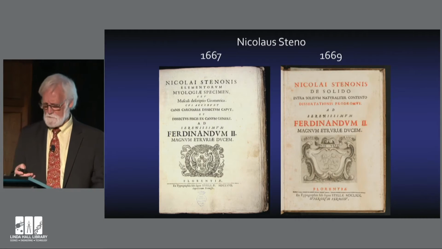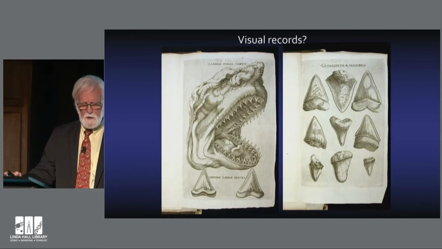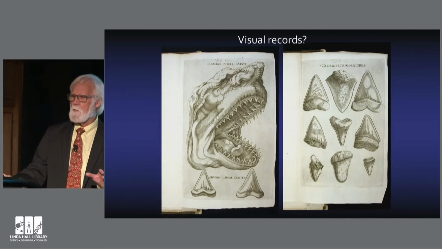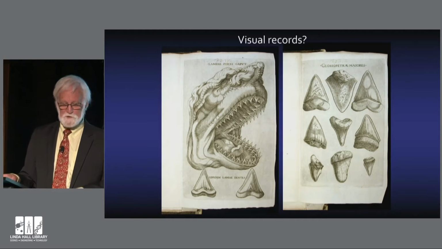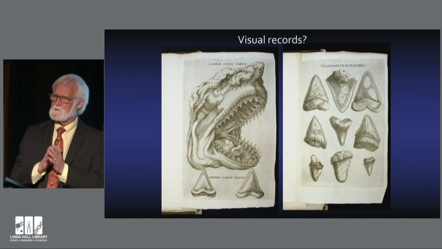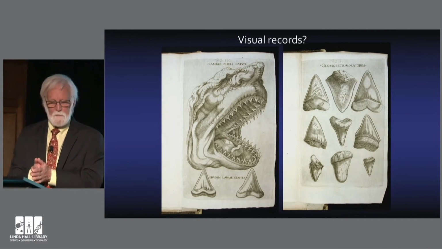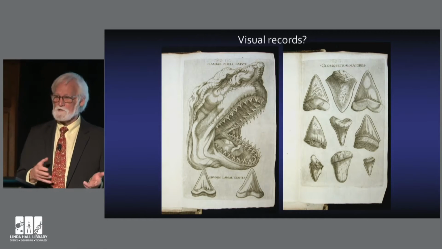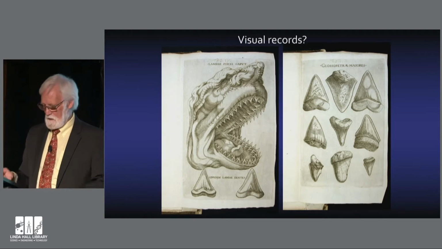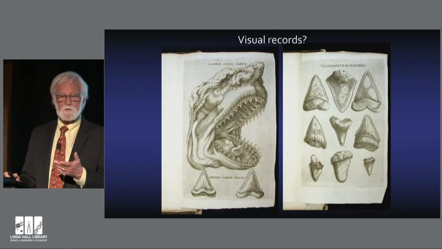We have two really nice copies in our collection. So if you look in the book on shark's teeth, you get this. Now, those are pretty nice. That looks like a visual record. That's a shark. I forgot to tell you, the way Steno gets interested in shark's teeth is that the Duke gave him a shark. It washed up on shore. It was just the head. So he dissected it. He was an anatomist.